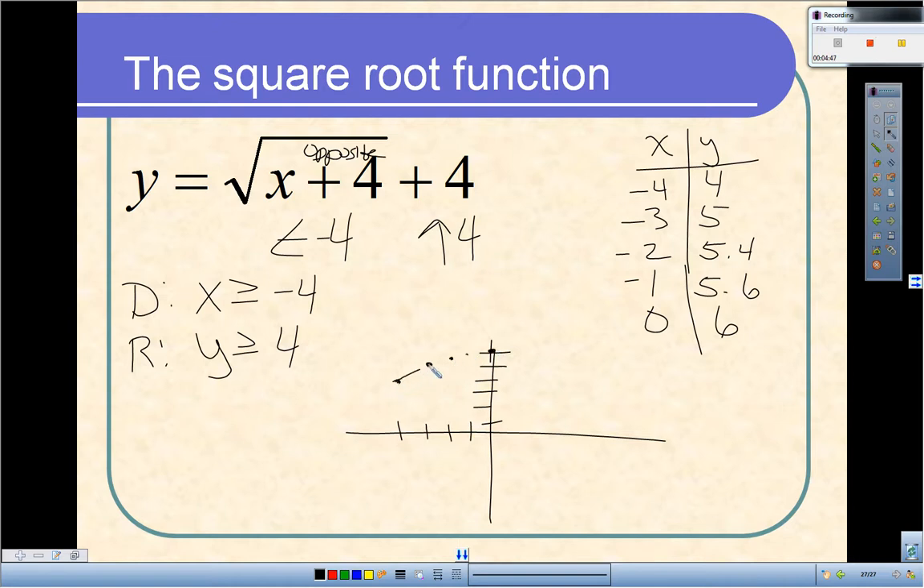So see, it's still that same shape. It's just been moved. It moved left 4 and up 4. And so then that would be my graph, and then notice that my domain and range are correct.